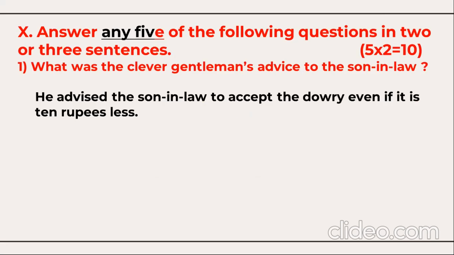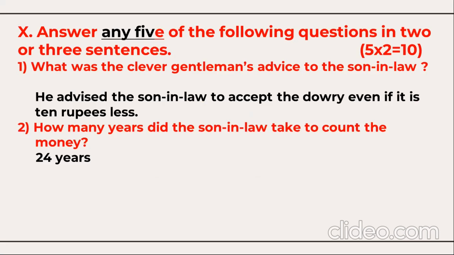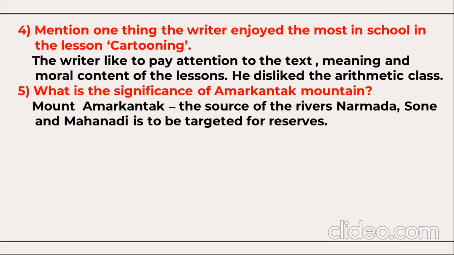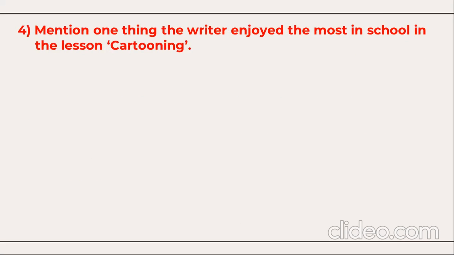What was the clever gentleman's advice to the son-in-law? He advised the son-in-law to accept the dowry even if it's 10 rupees less. How many years did the son-in-law take to count the money? 24 years. He took 24 years. Why did the teacher leave the classroom at times in the lesson Cartooning? Because he used to go outside to smoke. Mention the one thing the writer enjoyed the most in school in the lesson Cartooning.